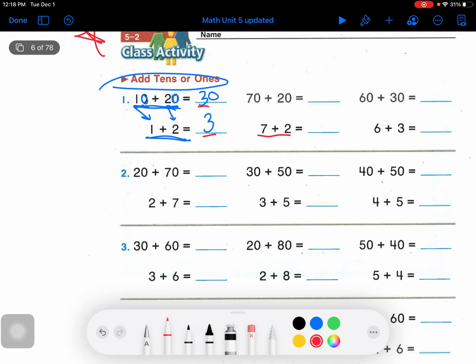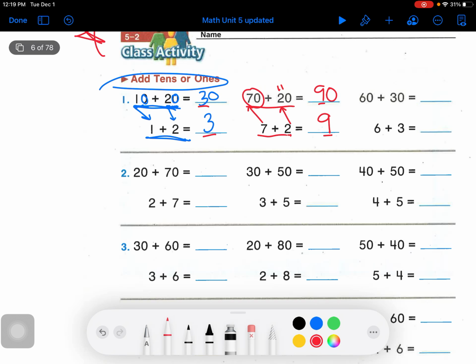If I think of 7 plus 2, I have 7, 8, 9. My answer is 9. Now I have 70 plus 20, and it's the same exact numbers. I just moved it over to the tens place. So now I have 90 because my base number stays the same. I could also count by tens, and I could go 70, 80, 90. That's still the same thing.